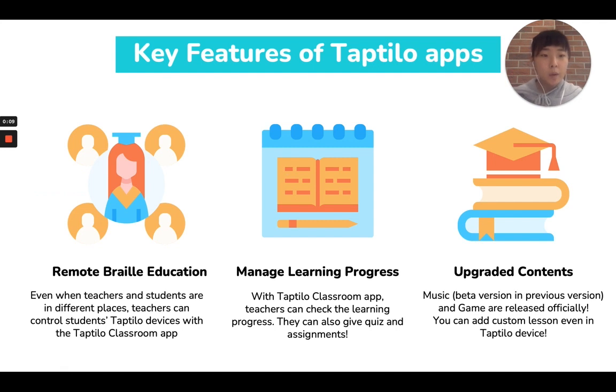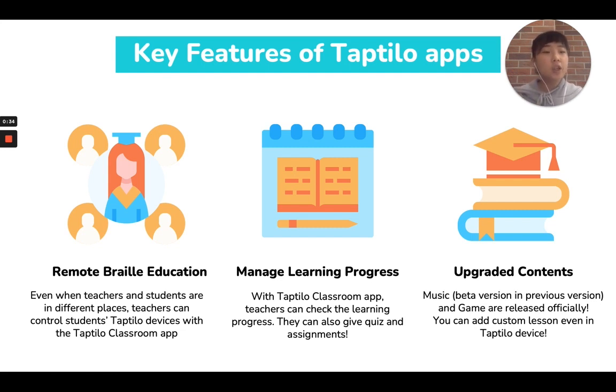Taptilo has an app which can be connected with the Taptilo device through Bluetooth. These are 3 key features of the Taptilo apps. First, with the Taptilo app, remote Braille education is available. Even when teachers and students are in different places, teachers can control students' Taptilo device using the Taptilo Classroom app.